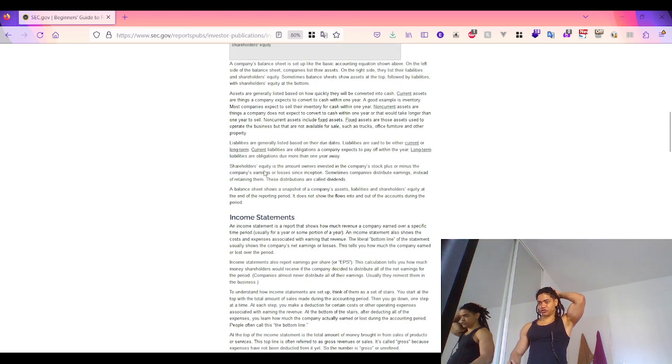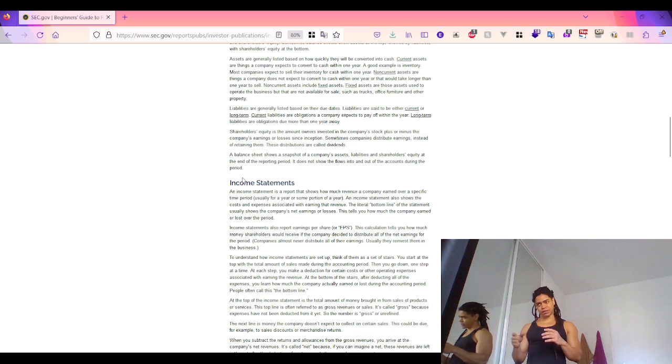Okay? The shareholders' equity is the amount owners invest in the company stock plus or minus revenue or losses since inception. Okay, so sometimes companies redistribute earnings instead of retaining them, and they call this a dividend.